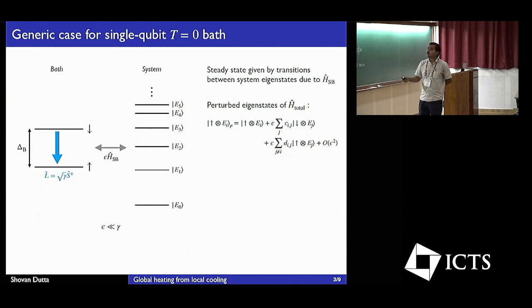So basically, if you look at the perturbed eigenstates in the presence of this coupling of the whole Hamiltonian, that has some perturbative expansion. So this is the unperturbed state.